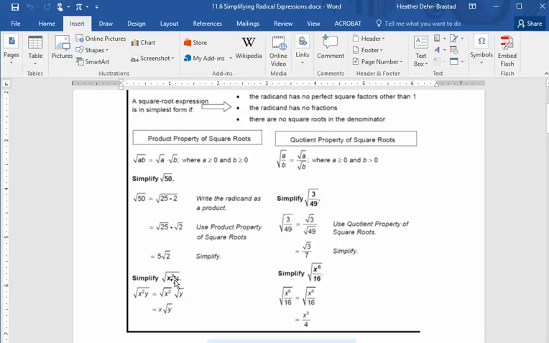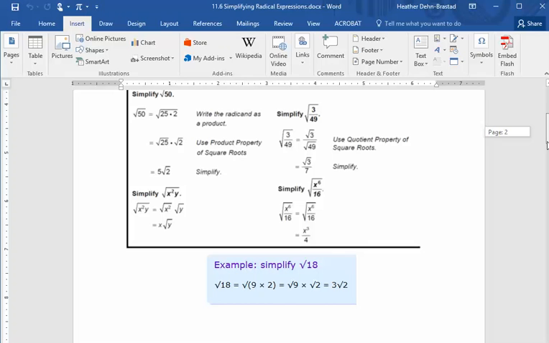Do note that x squared is a perfect square because the square root of x squared is x, because x times x is x squared. So this one you would simplify by writing this as the square root of x squared times the square root of y, which then is x times the square root of y. There will be plenty of times where you'll still have a square root in your answer. There are some times where all of the square roots will simplify, but usually there'll still be a root in your answer somewhere.